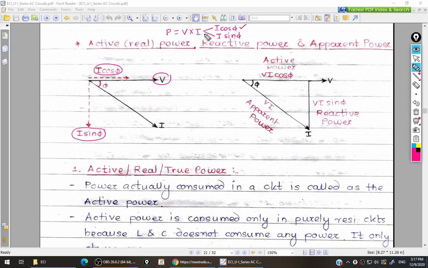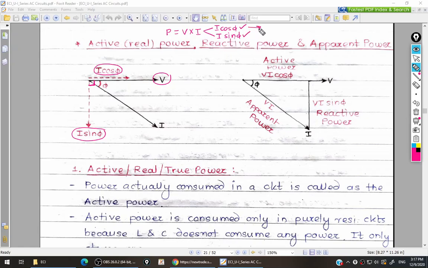And if you multiply voltage with out-of-phase current, so if you look at this I sin phi, what will you find? Voltage and I sin phi have a phase difference of 90 degrees. So we can say that voltage and I sin phi are 90 degrees out of phase. So if you are calculating power, you have to multiply voltage with current, and if you take the sin phi component of the current, then it will be out-of-phase power.